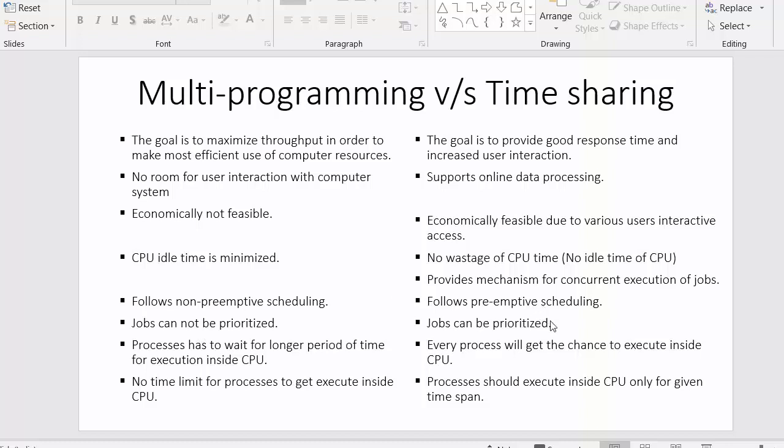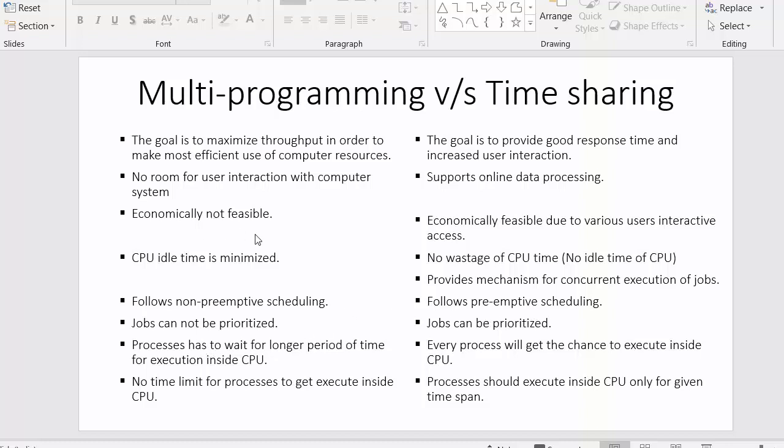When the CPU is executing any process, and that process wants to come out from the CPU to fulfill the request of any input or output device, then it can be allowed. The CPU will put that process on hold, that is in the wait state, and load the next process from the main memory. That is what preemptive scheduling is.